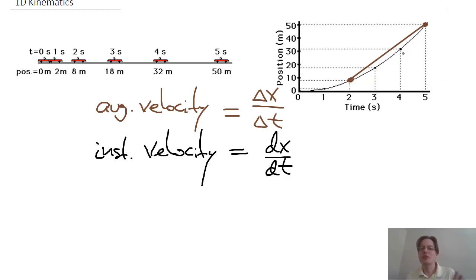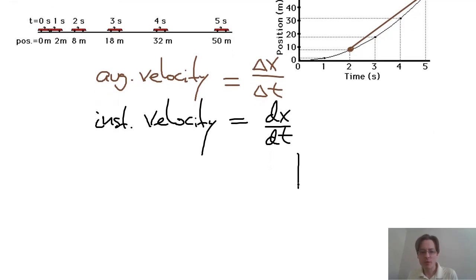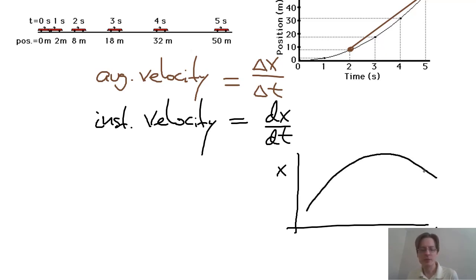What about if the velocity changes from positive to negative? For example, what if our graph looks something like this? Position versus time. And what if the slope changes? So here it's a positive velocity, and then the velocity goes negative, something like that. Now, we can figure out average velocity and instantaneous velocity in exactly the same way, but what about the average speed?